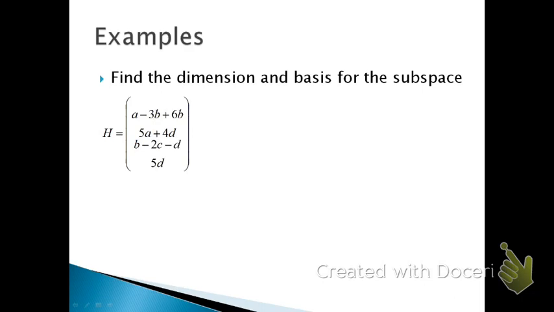I invite you to consider the subspace that is given on this slide and go through the same process and see if you can find a basis for H as well as the dimension for the basis. If necessary, we'll discuss this problem further in class.